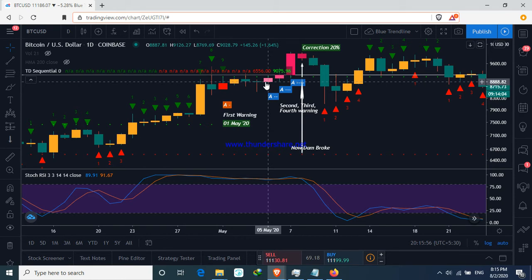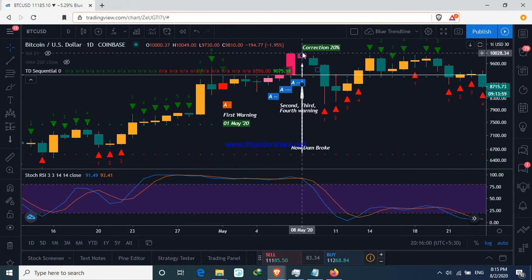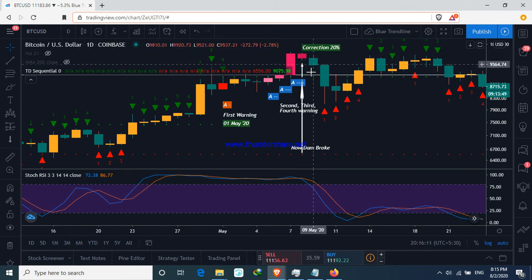Okay, so this is an indication. This is the correction candle, the darkest candle, an indication that there will be a correction, and that correction may vary from 10% to 30%. Sometimes it may go to 30%.